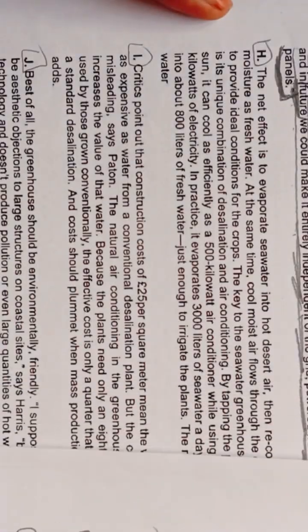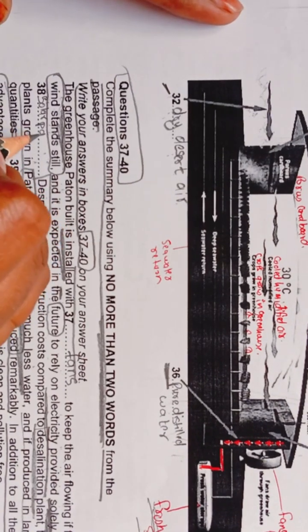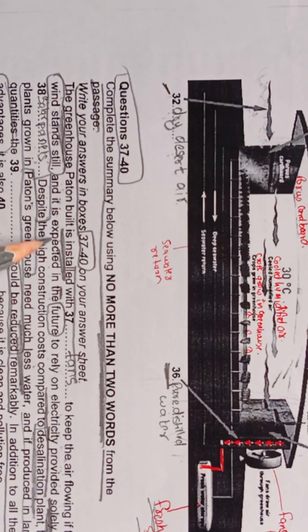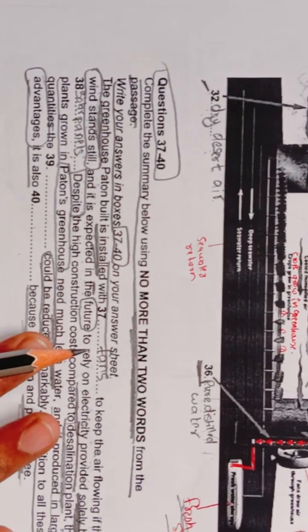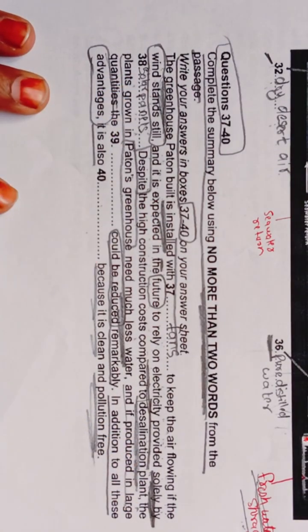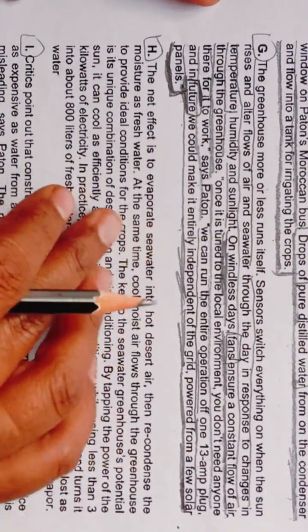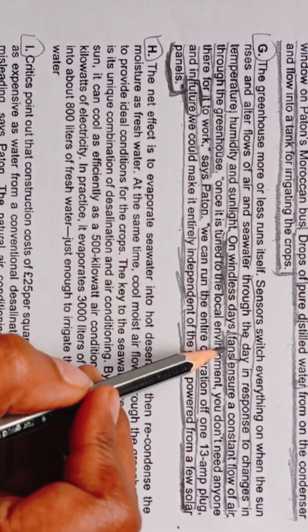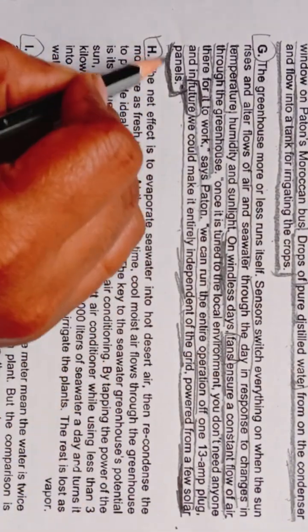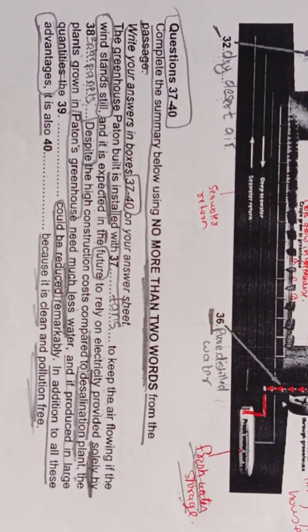Look for the spelling. Spelling is important. P-A-N-E-L-S, panels, solar panels. So what they are asking here, and it is expected in the future to rely on electricity provided solely by solar panels. Okay, so we are getting our answers. So from these lines we are getting our answer. Our first answer is fans, and our another answer is solar panels. Okay, I hope you have understood this. And now let's see whether we are getting our another answer or not.